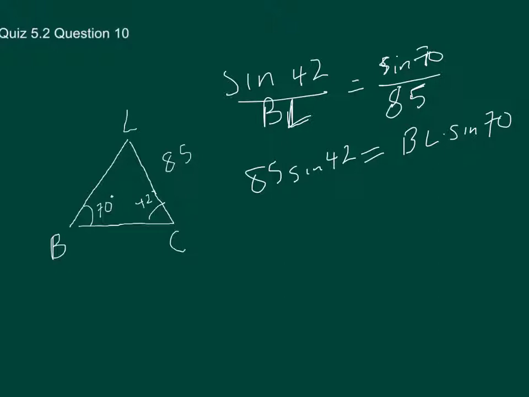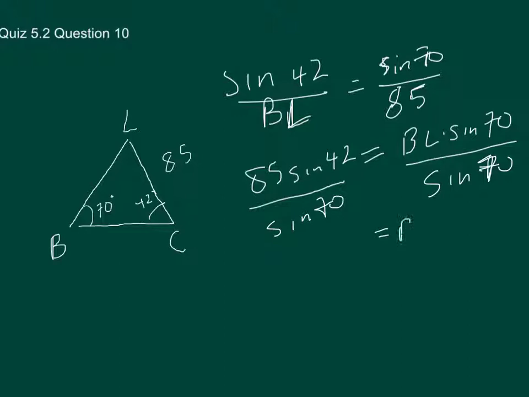Take a second, make sure you believe what I've done. I'm going to divide, because I want to get BL by itself. So I'll divide by sine of 70. And then I'm left with BL by itself on this side, because these canceled. And what did my calculator tell me? This was 60.5. So that's the answer to part A.